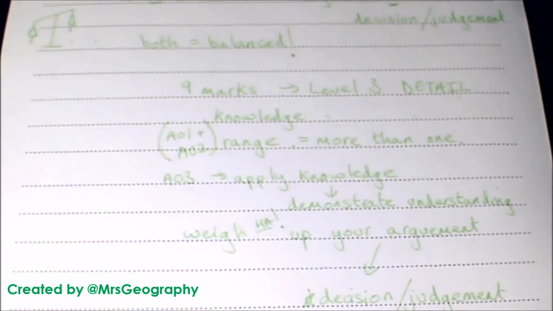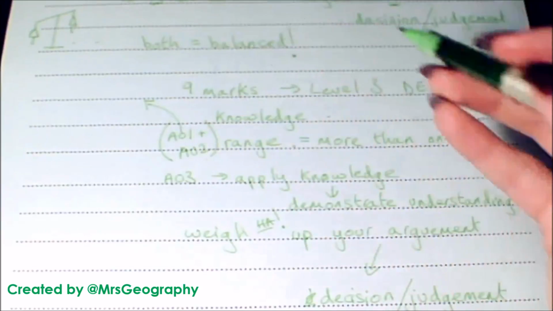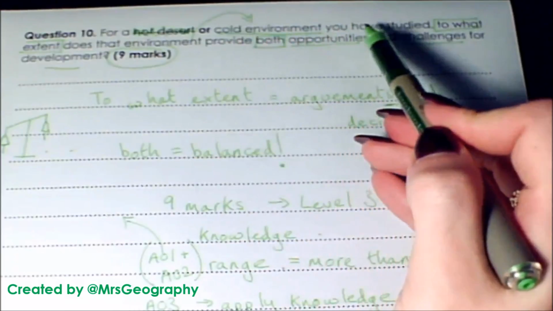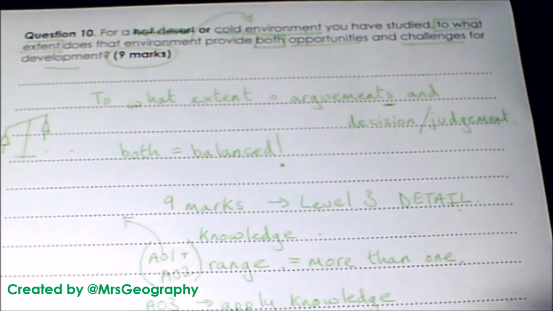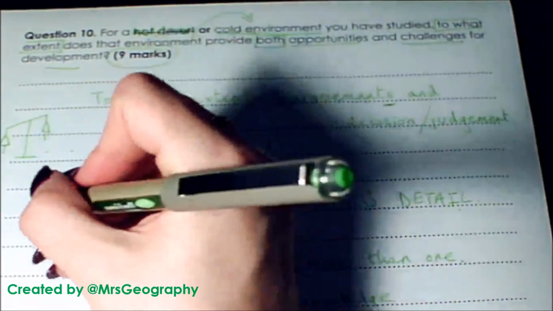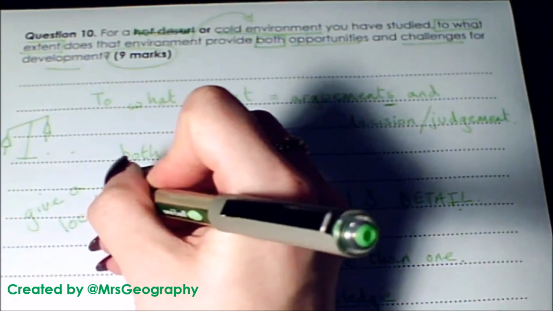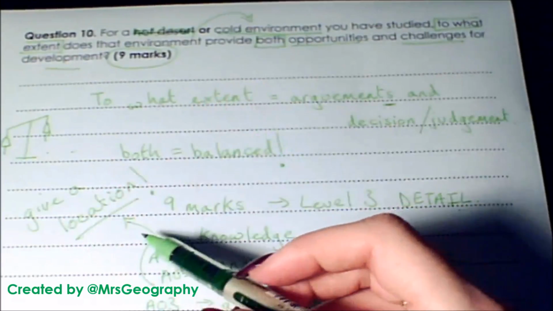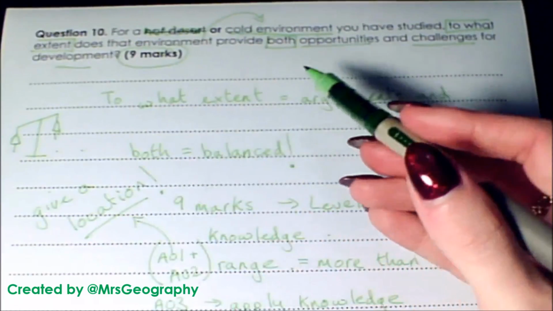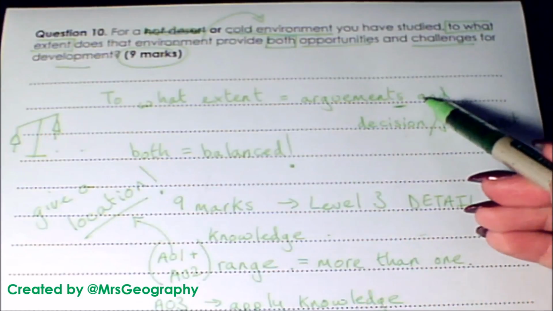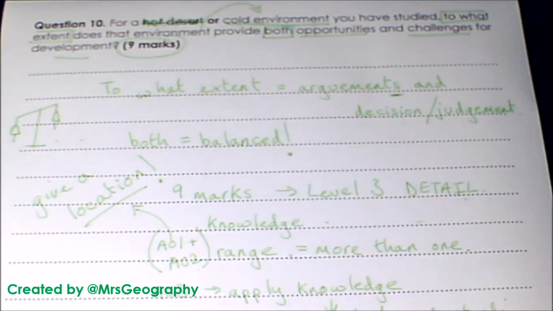Now the one thing we're missing to get 9 out of 9 links back to AO1 and links back to the question. And considering we're talking about a cold environment you have studied, you have to prove that you are talking about somewhere you have studied. So you have to give a location. So give a location of the place you studied. Okay, so as long as it's a cold environment, as long as you're providing opportunities in your answer and challenges in your answer, making a judgment, you will get 9 marks. Detail is key. Have a go at answering this question.